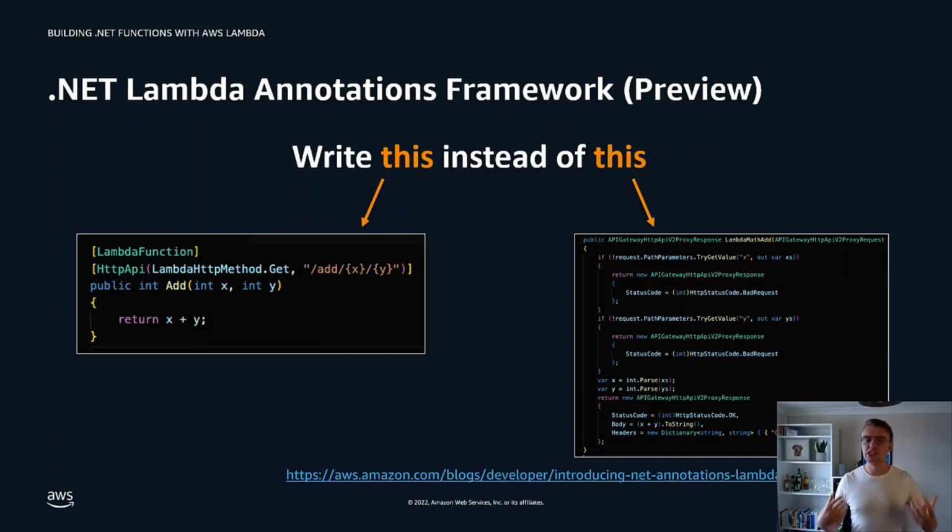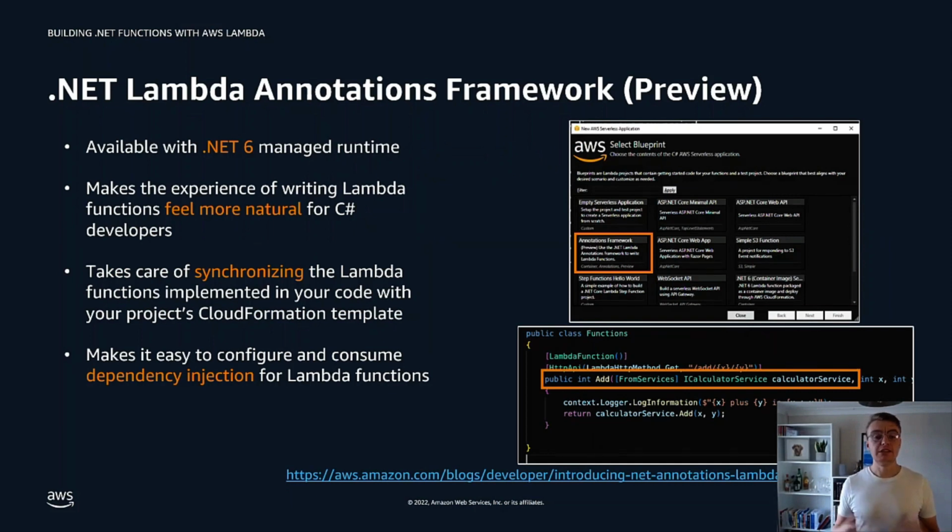And this actually uses .NET source generators behind the scenes to generate that boilerplate code that wraps around this at compile time. It's available with the .NET 6 managed runtime, so if you're running Lambdas on .NET 6, this is available. And it can also take care of synchronizing the Lambda function handler code with a CloudFormation template. So we can start to generate some of that CloudFormation for you.